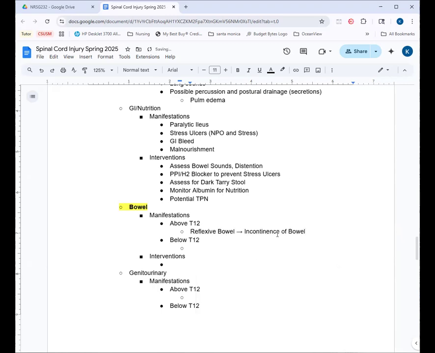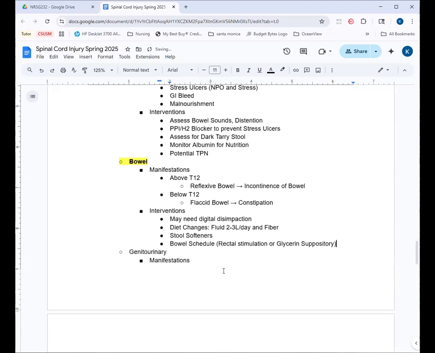Yeah, so reflexive bowel. So they're going to be incontinent, and then below T12 is going to be the opposite issue. They're going to be constipated, super constipated. So this is the fun part of this one. Some interventions for that. Yay.